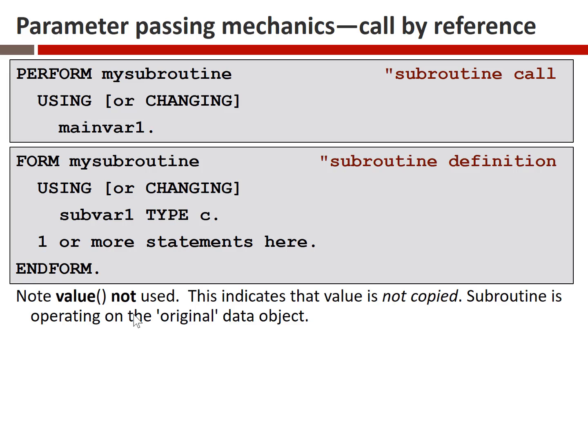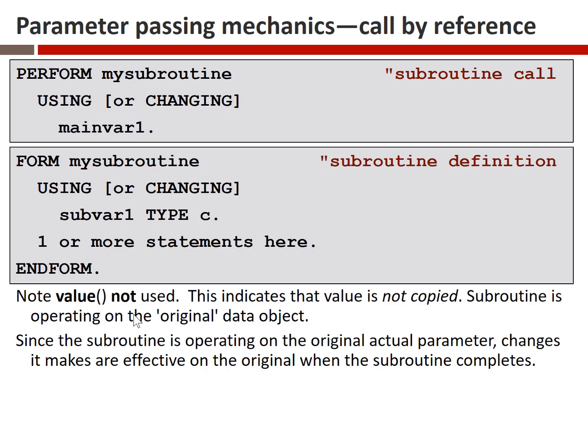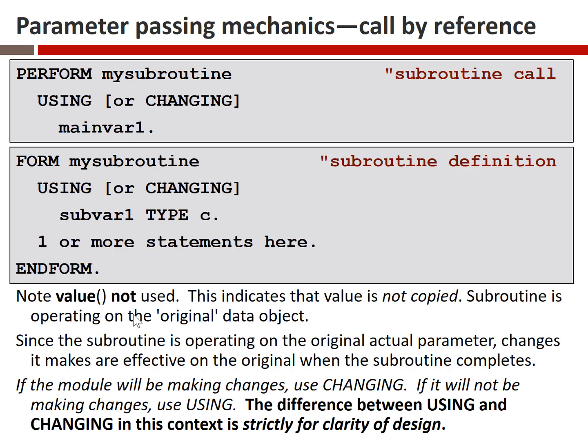Note value is not used. That means that I'm operating on a copy, or in this case, I'm not operating on a copy. The subroutine is operating on the original data object. Since the subroutine is operating on the original actual parameters, changes it makes are effective on the original. If the module will be making changes, use the keyword changing. If it will not be making changes, use the keyword using.